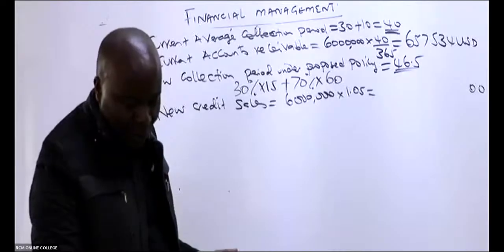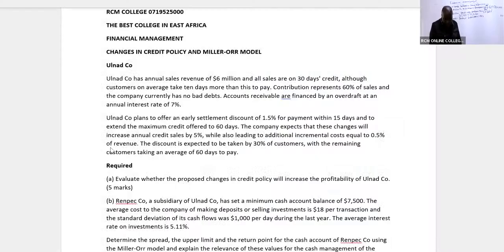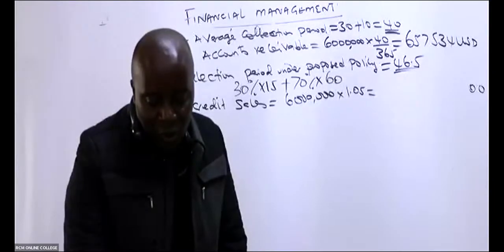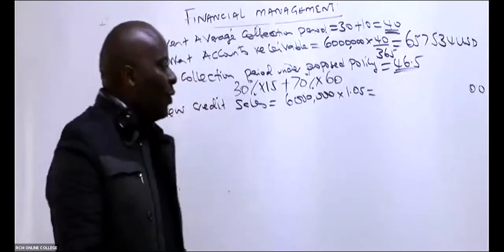Let me come back to this question. So what have they told us, ladies and gentlemen? They've told us here that the company expects that these changes will increase the annual credit sales by 5%. Remember, our initial revenue was 6 million. So that will give me 6.3 million. Thank you very much.